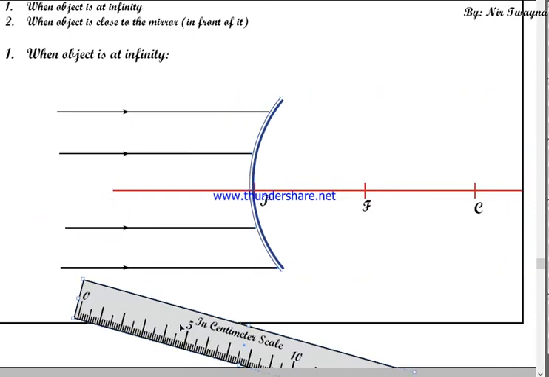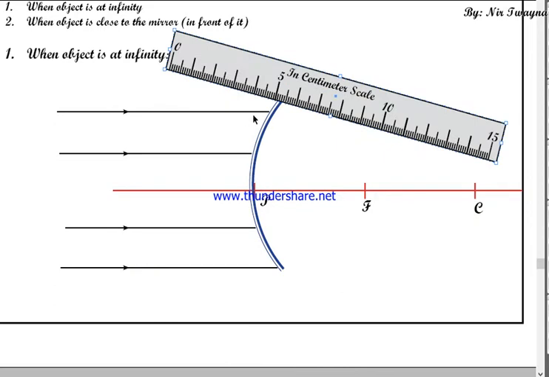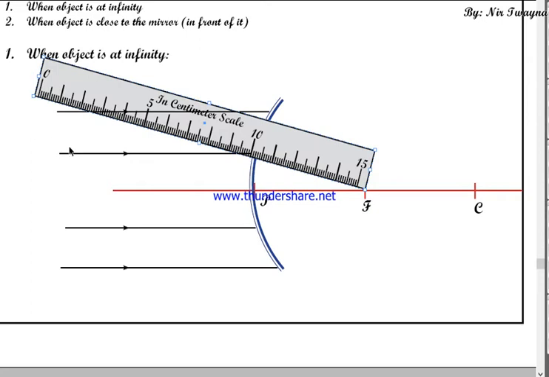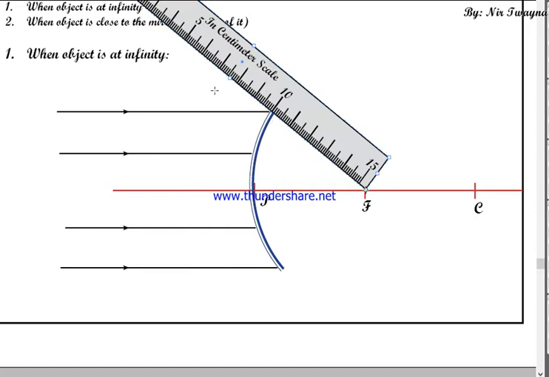Here now what we need to do, first of all we are going to do it for this first light ray. So I am going to fix the scale to focus, and then I am going to rotate the scale in such a way that it will touch the point of incidence of first light ray. See, can you place the scale like this? You must be able to place the scale like this.